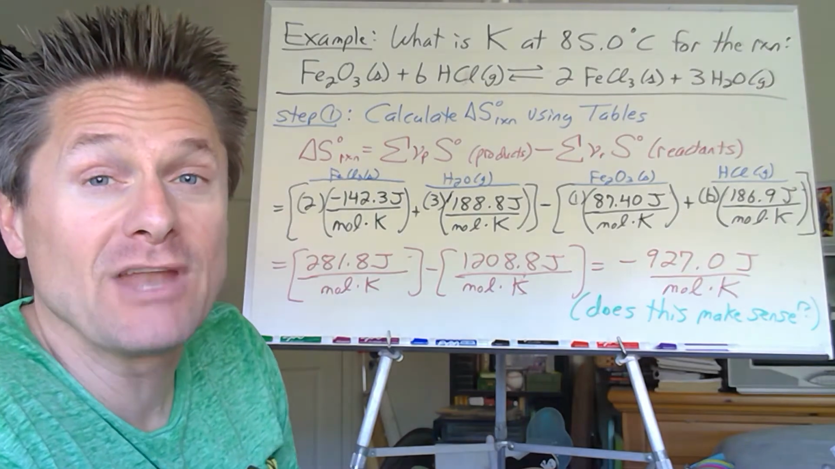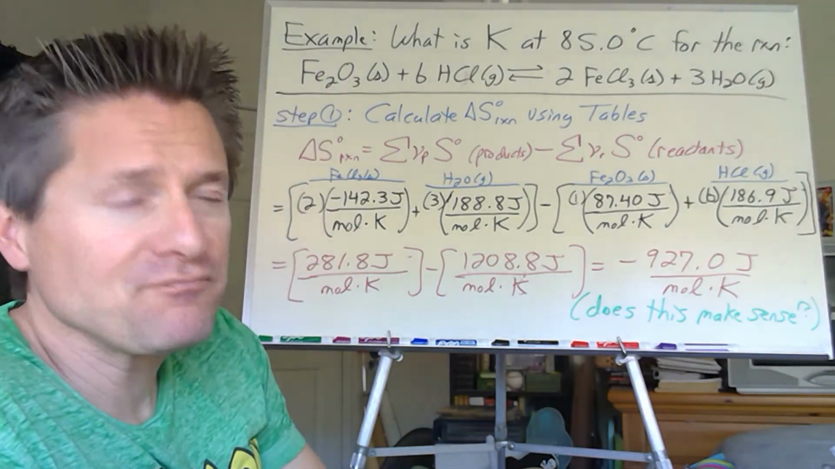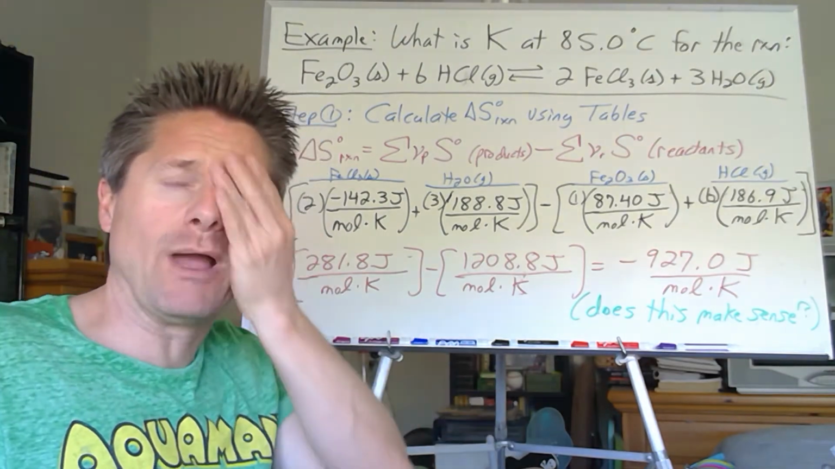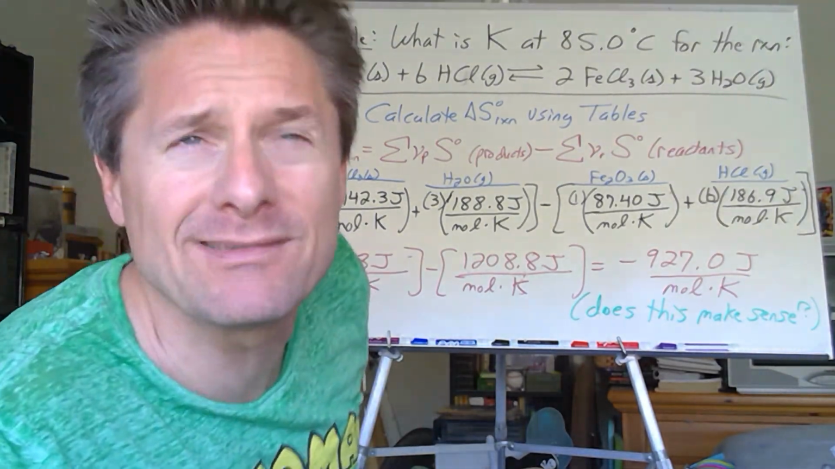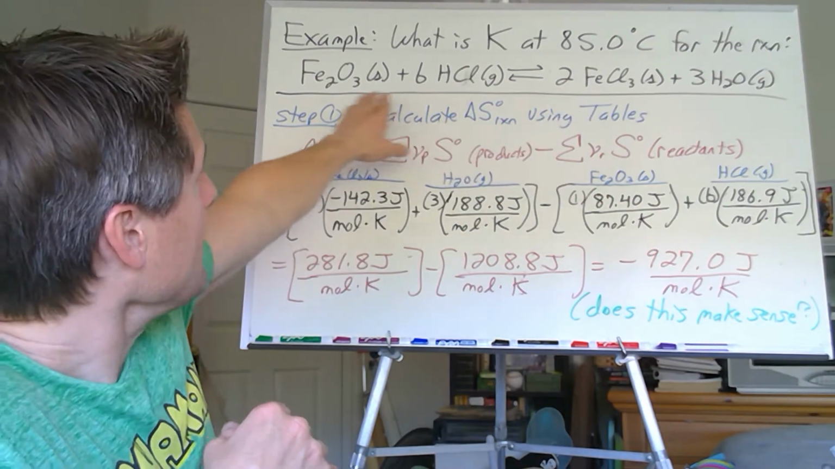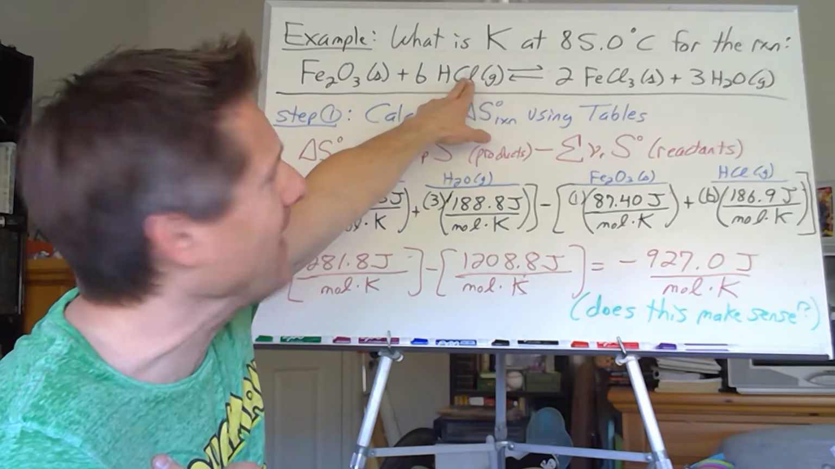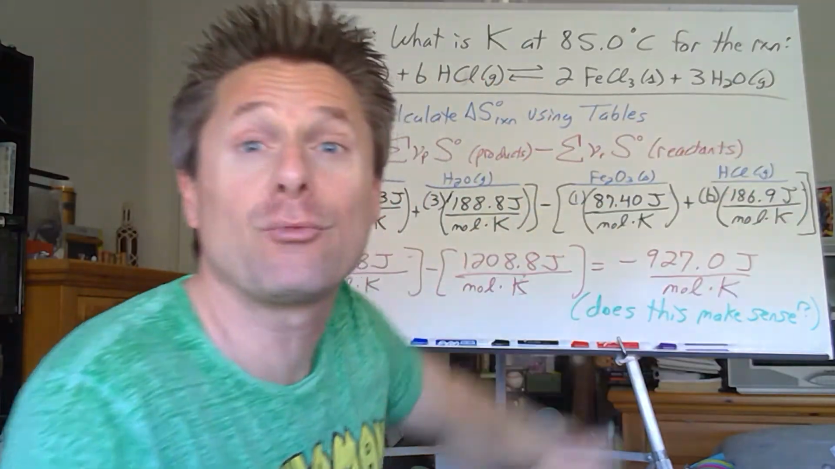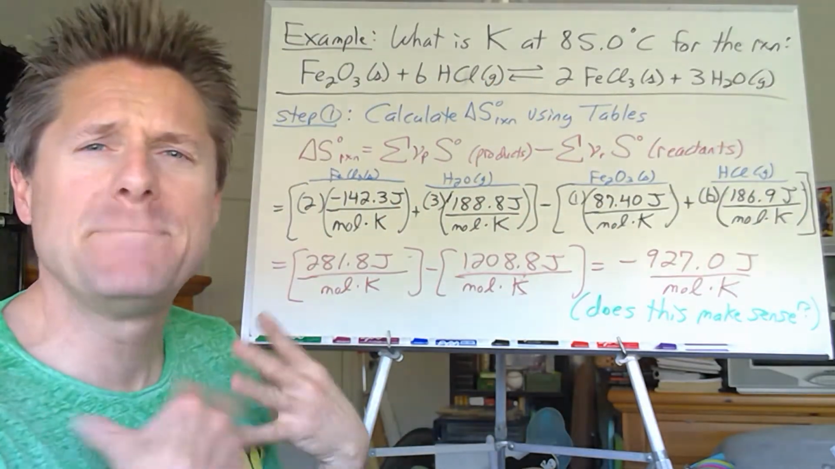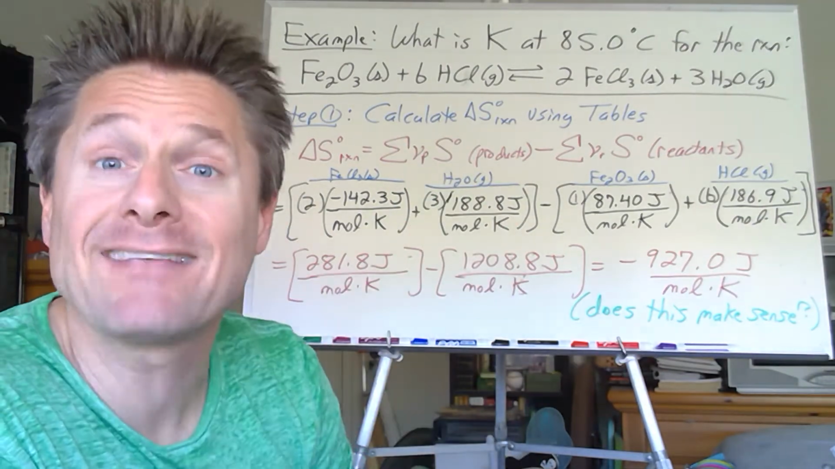That's a very large negative number. Now, does that make sense? I wrote that there in green. I want you to check that just real quick. Take a little second here on an exam or quiz and go, does that make sense? Look at my reaction. I've got Fe2O3, I got a solid, I got 6 moles of gas, giving me a solid and 3 moles of gas. And remember, one of the biggest things that impacts entropy changes is changing the gases, right?